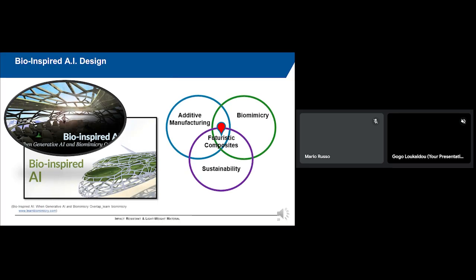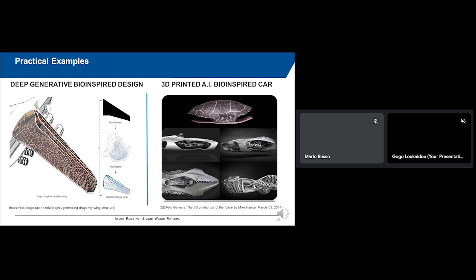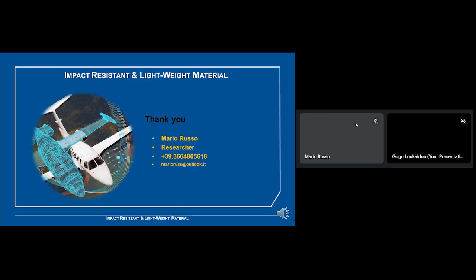These are some practical examples. There are two concepts made with artificial intelligence and inspired by nature. The first one is the wing of a dragonfly. It was optimized concerning the diagram of structure. And the other one is a 3D printing inspired car. It was inspired by turtles, and it's possible to create this kind of structure only with additive manufacturing.